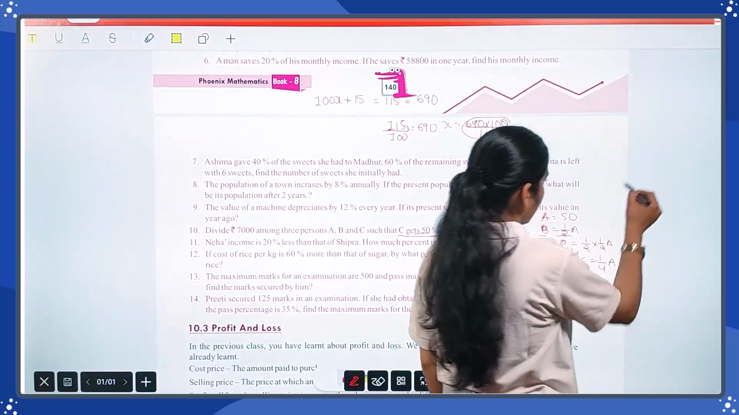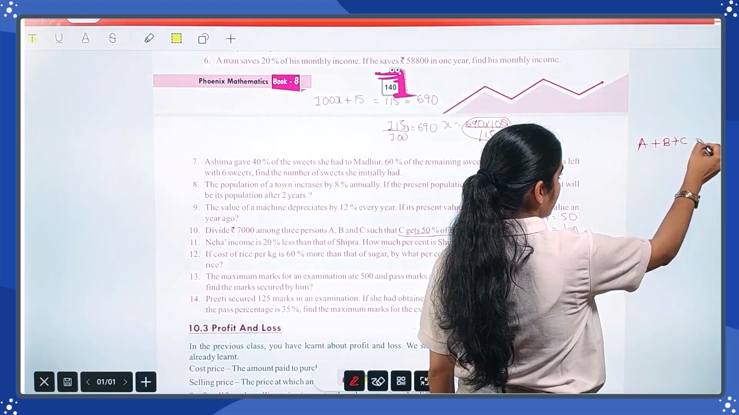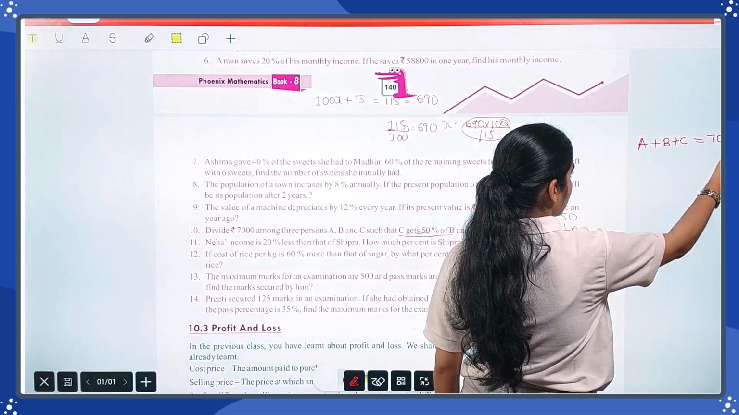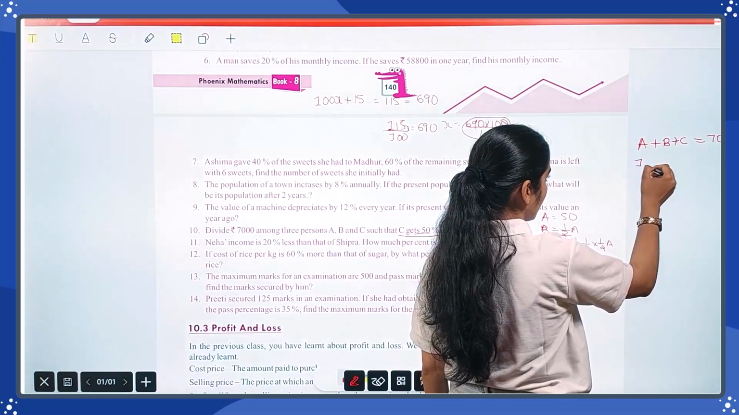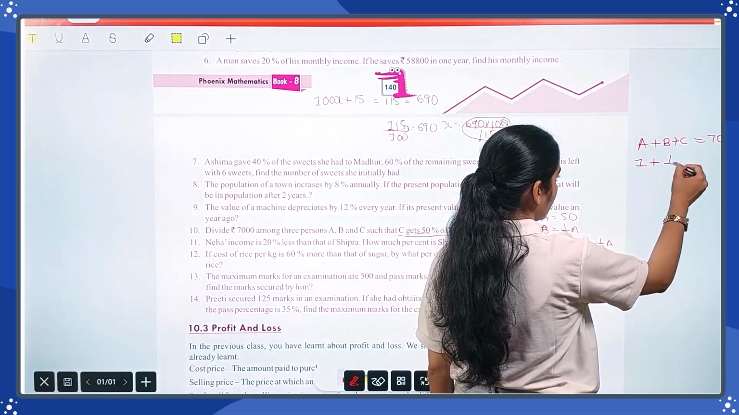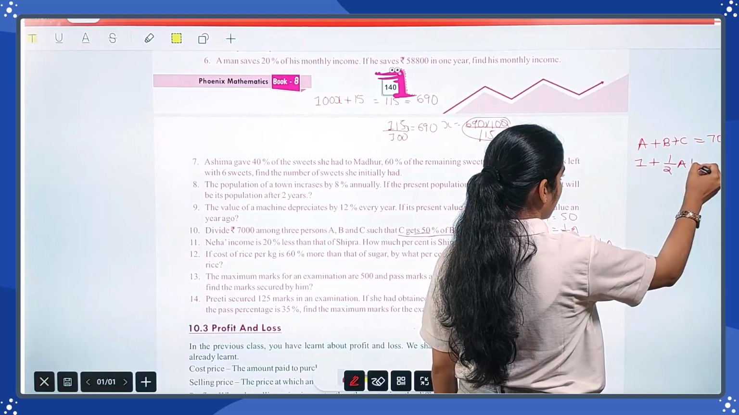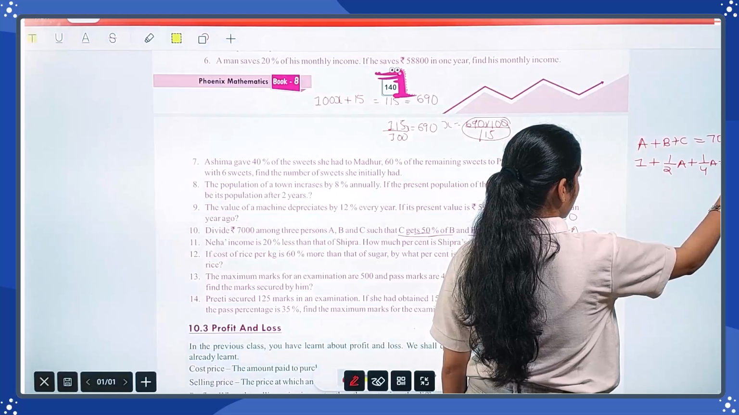That is A plus B plus C, which is equal to 7,000. So A is A, half of A and 1/4 of A. That is equal to 7,000.